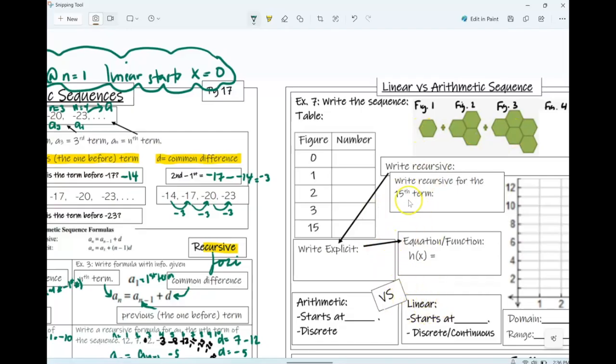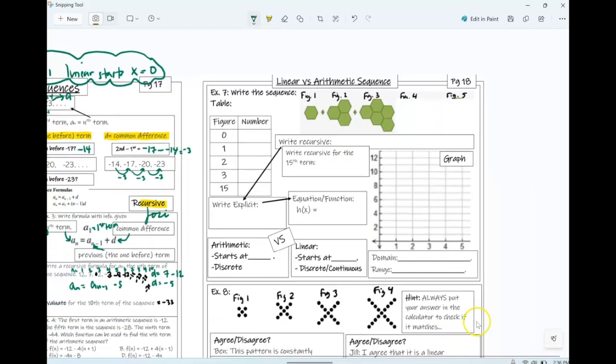Whereas linear, it's not necessarily a real life situation. I can have it where it has decimals, so therefore it can be continuous. Then go ahead and graph it, and then tell me the domain and range. And please do remember, because this is arithmetic, it must be discrete. Let's practice.